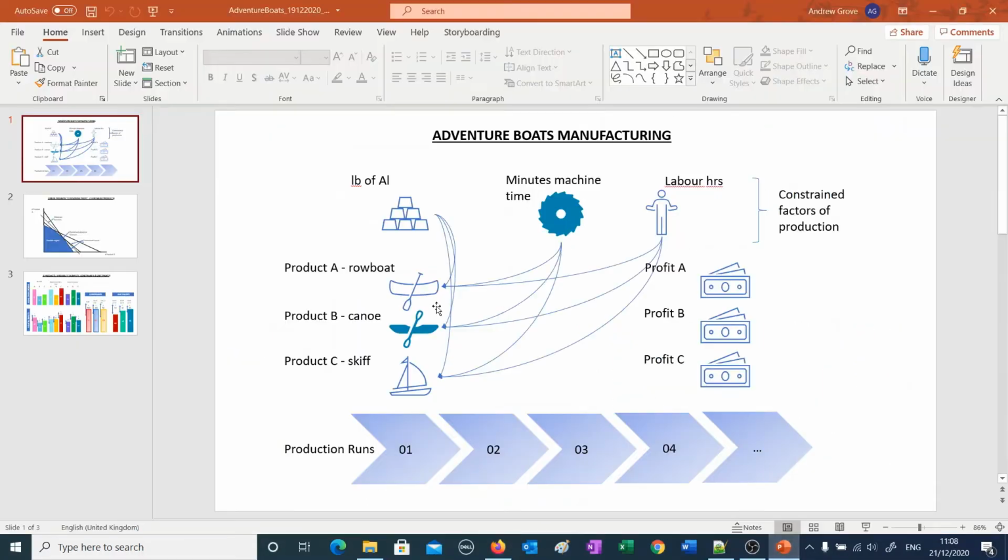Adventure Boats produces three different types of product. Product A is a rowboat, product B a canoe, C a skiff. In their manufacture, each of these products uses different amounts of aluminium, machine time, and labor hours. And each product produces a different unit profit. The resources are constrained, so in order to maximize the profit for any given production run, the problem is essentially one of selecting the right mix of products to produce. This type of problem can be easily solved with the method of linear programming.